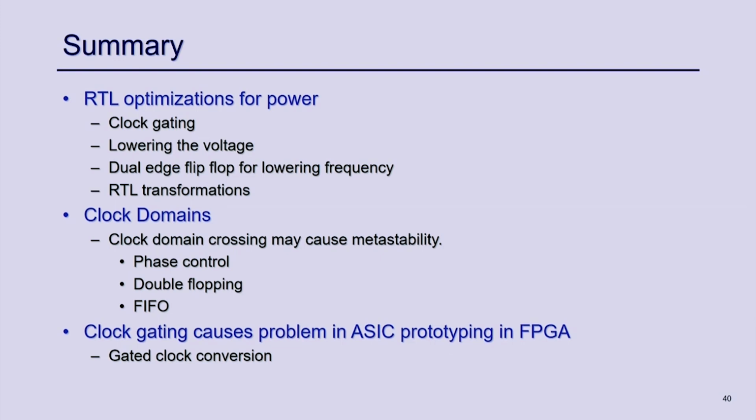We have also discussed clock domains, issues with clock domains, the clock skew problem, and then metastability because of clock domain crossings, and we talked about 3 specific techniques: phase control, double flopping control, and FIFO control, to avoid this metastability in the clock domain crossing problem, right. And then we talked about the problem with clock gating when you are doing ASIC prototyping in FPGA, and how it is avoided using gated clock conversion.